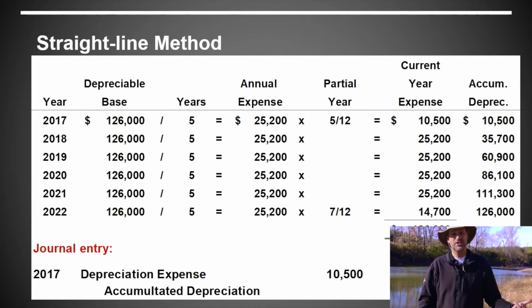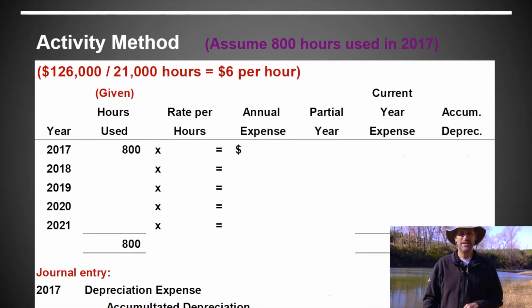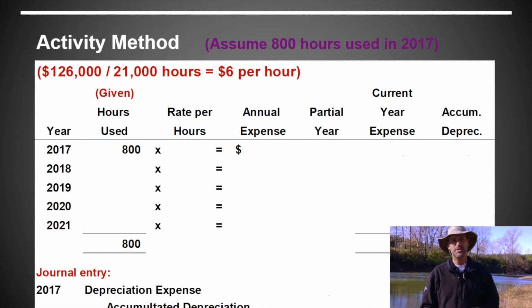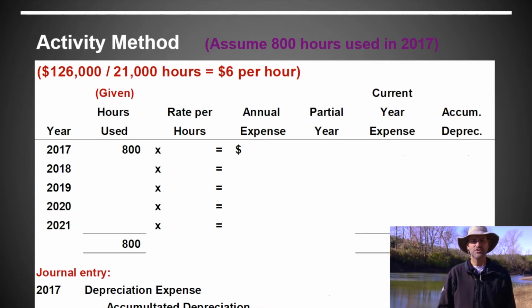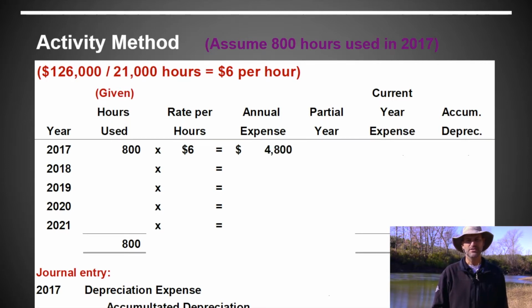Very straightforward. Activity method. Now, with the activity method, we were assuming 21,000 hours of activity on this piece of equipment and assuming a depreciable base of $126,000. That means we have $6 per hour as our charge for this piece of equipment. So in the first year, we're going to use 600 hours times our $6 per hour, which gives us an expense of $4,800. Partial year doesn't matter, so our depreciation expense is $4,800.